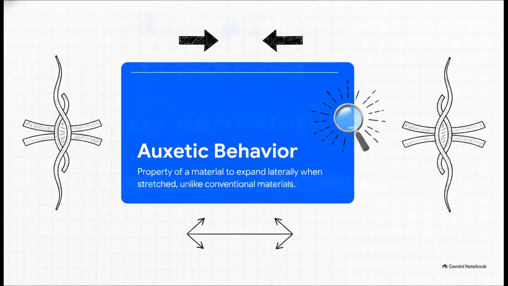It's that incredible property where a structure actually expands laterally when you stretch it. It's completely the opposite of conventional materials that just thin out when pulled. This auxetic behavior is exactly why these bimetallic nanowires are such a game changer for advanced mechanical applications.